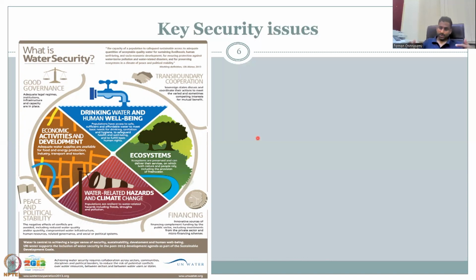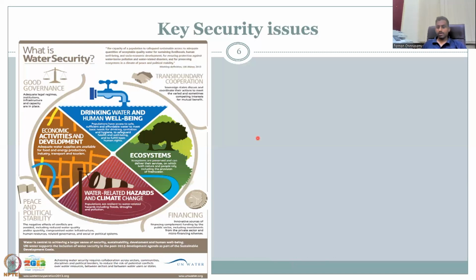What does water security mean? Is there good water and enough water for drinking and human well-being? Well-being is sanitation, ablution, bathing, etc. And then, is there enough water for our ecosystem? Forest, rivers, aquatic life, insects, birds, everything. Because all this is tied back to the agriculture.